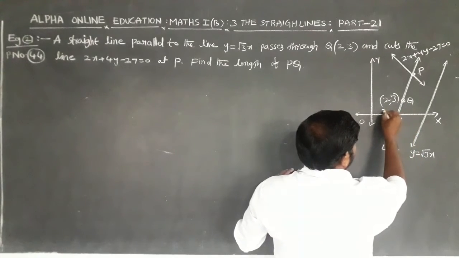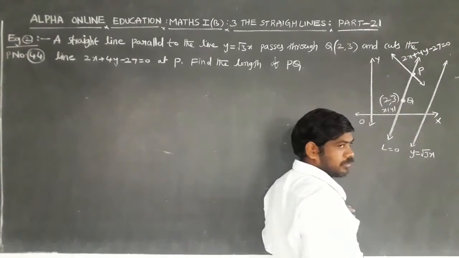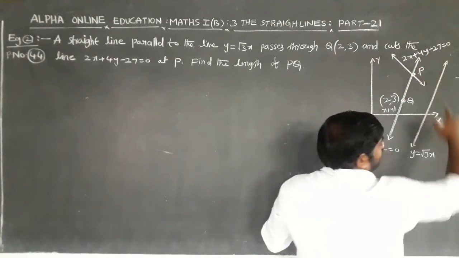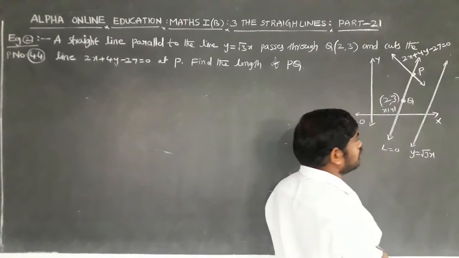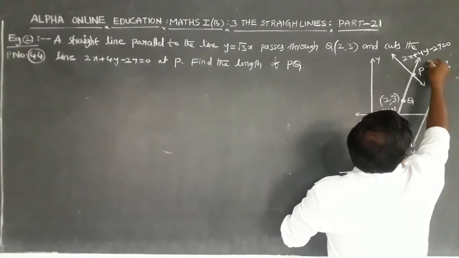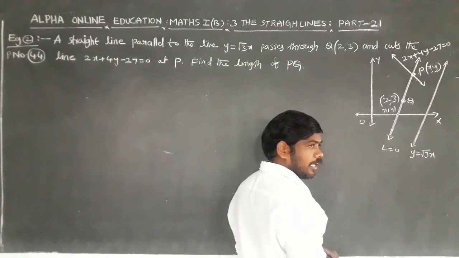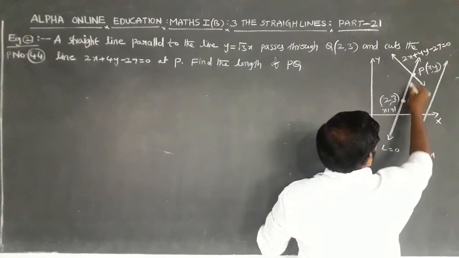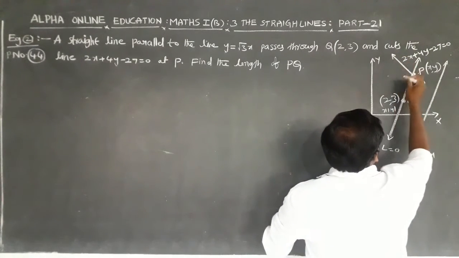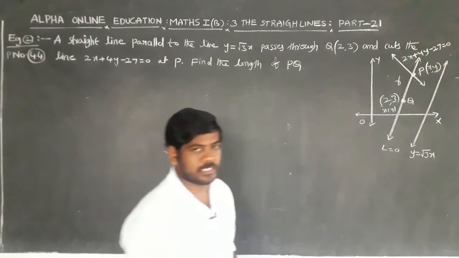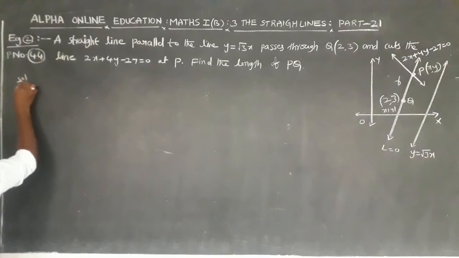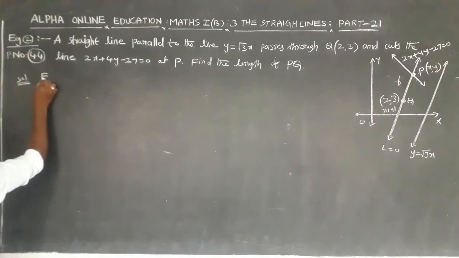Suppose a line passing through the point Q(x1, y1) meets the line 2x plus 4y minus 27 is equal to 0 at P. The coordinates of P are (x, y) and the distance between the 2 points is equal to, let R. Here the distance between the 2 points PQ is equal to R.